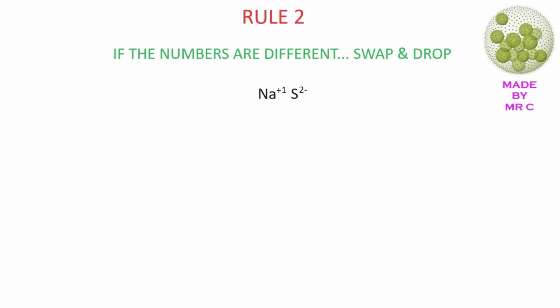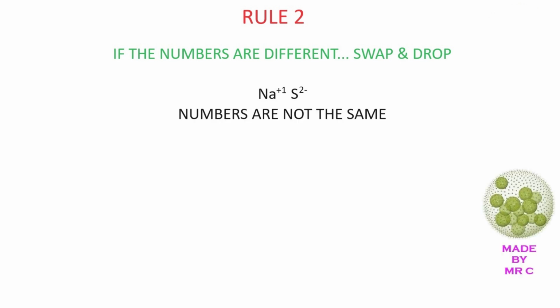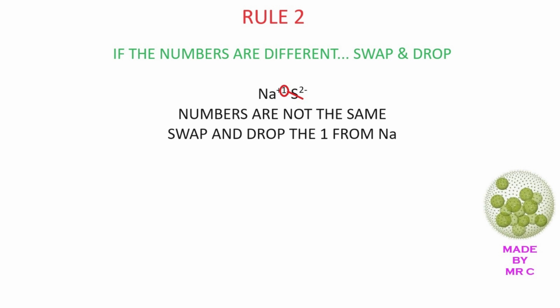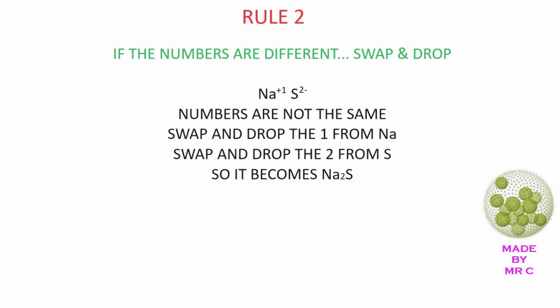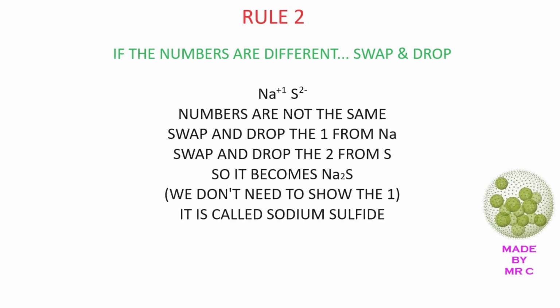Okay, so now let's consider rule number 2. If the numbers are different, then swap and drop. Remember, we need to have a cation first and an anion second. So let's look at sodium that is +1 and sulfide that is -2. The numbers are obviously not the same. So we swap and drop the 1 from the sodium and it goes down the bottom of the sulfide. And we swap and drop the 2 from the sulfide, and that goes down the bottom of the sodium. So it becomes Na2S. We don't need to show the number 1, just having the sulfide there is enough. And so it's called sodium sulfide.